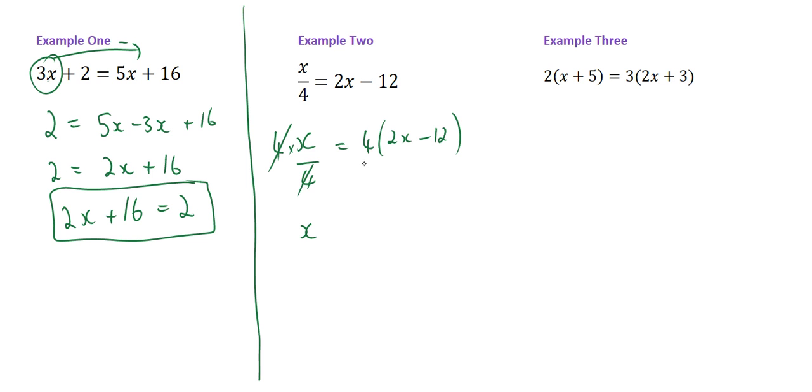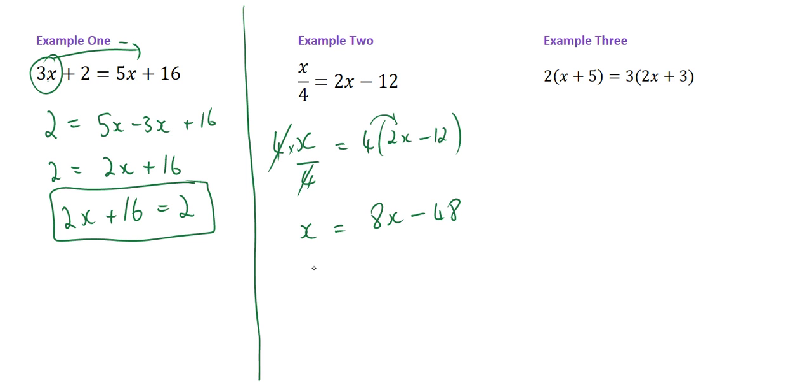So what you want to do at that point is expand this, and that's last term's work. We're going to bring the 4 in, so 4 times the 2x is 8x, and 4 times the take 12 will be take 48. Now again what you want to do is get this x onto the same side as this one. I'm going to take it that way to avoid negatives, but it really doesn't matter.